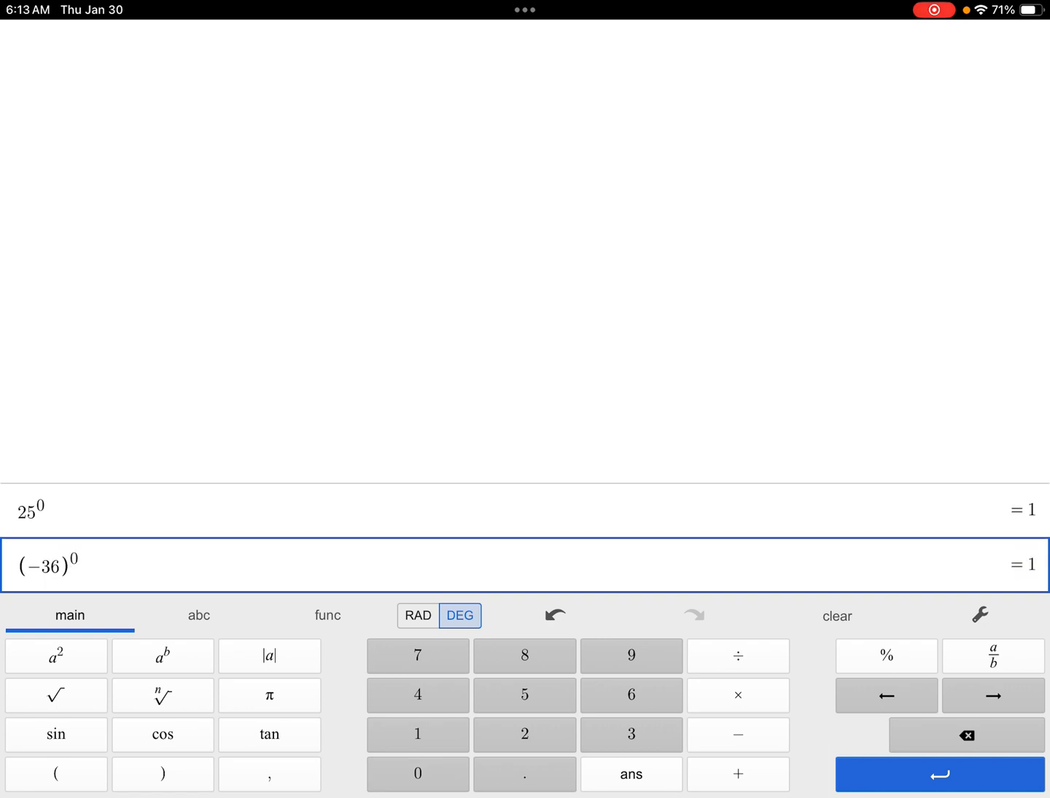Remember, if it's outside the exponents, that's like negative 1. So if I take negative 36 to the 0 power, without the parentheses, that's going to be negative 1 because the negative's outside the parentheses. Just notice, anything to the 0 power is 1.